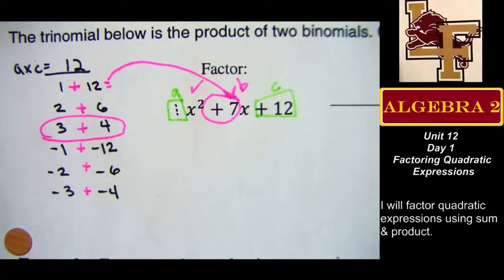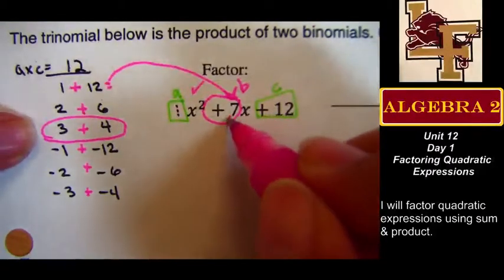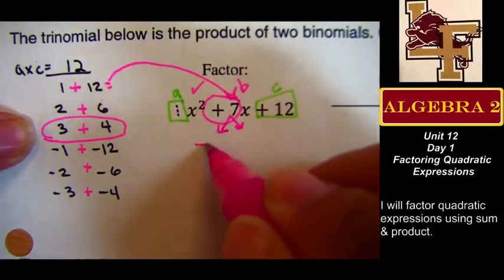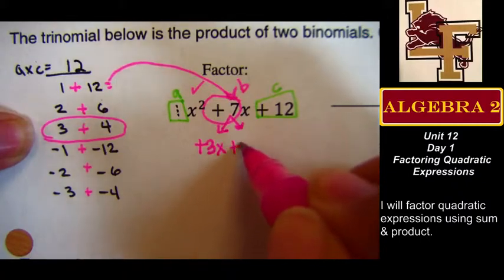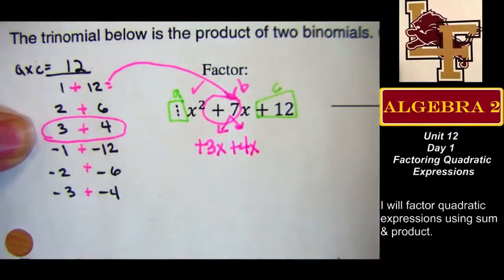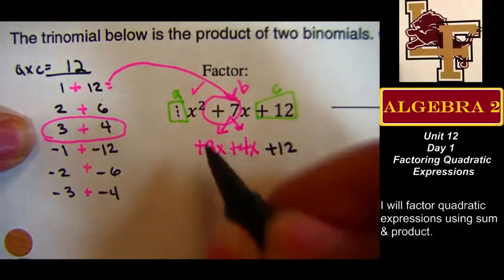We've done the hard part. That's the hard part. Now that I know these two numbers, I'm going to replace this 7 with those two numbers. And then I'm going to write down the rest of the thing that I'm supposed to factor.